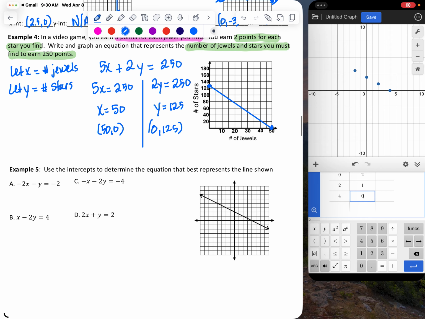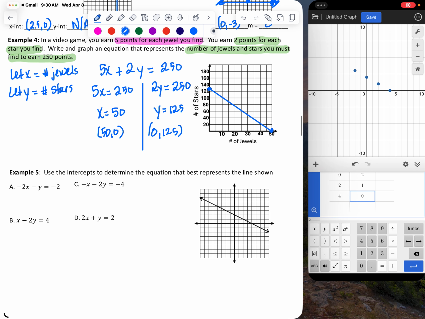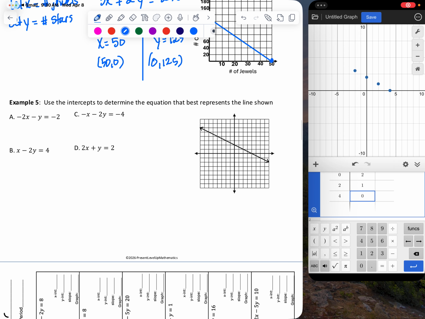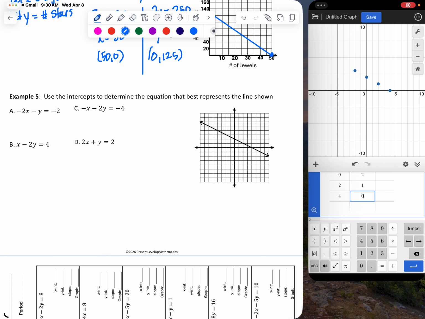Now, let's talk about how standard form will often be tested on multiple choice tests, standardized tests, PSAT, SAT, state testing, things like that. So in example 5, it says use the intercepts to determine the equation that best describes the line drawn. So if we want to use the intercepts, let's start by identifying them. So our y-intercept is (0, 2). And our x-intercept, 1, 2, 3, 4, is at (4, 0).